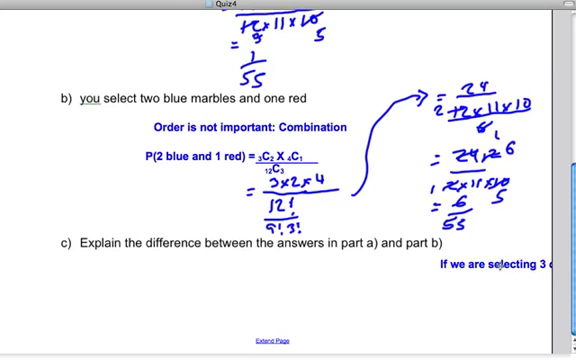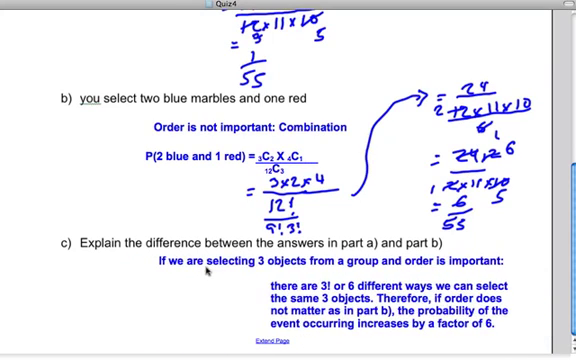If we are selecting 3 objects from a group and order is important, there are 3 factorial, or 6 different ways we can select the same 3 objects. Therefore, if order does not matter, as in part B, the probability of the event occurring increases by a factor of 6 in this case. So when we're talking about three objects, that explains why part B is 6 times more likely to occur than part A.